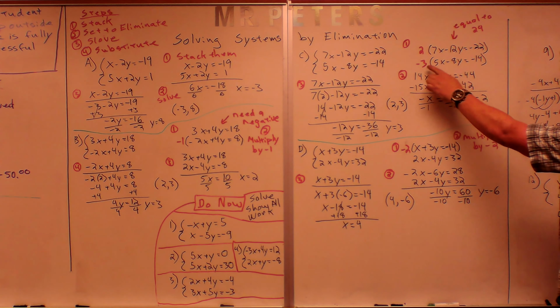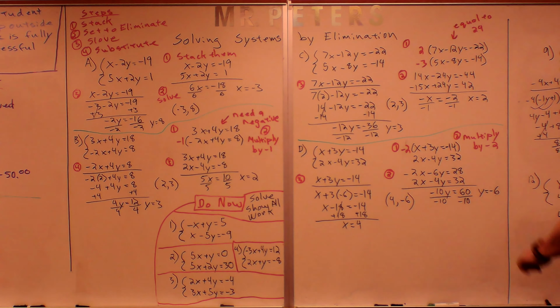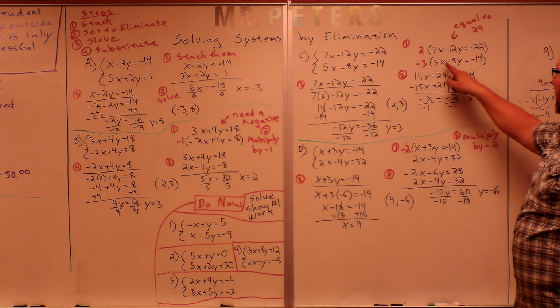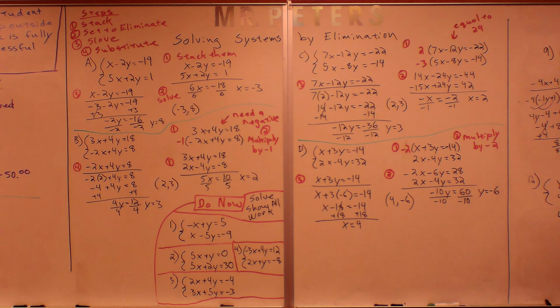If this one's a negative, I need this one to be a negative for this one to be a positive, right? Because positive times a negative is going to be a negative, and a negative times a negative is going to be a positive. And that's going to cancel these two out. So then we do distributive property on both the problems.